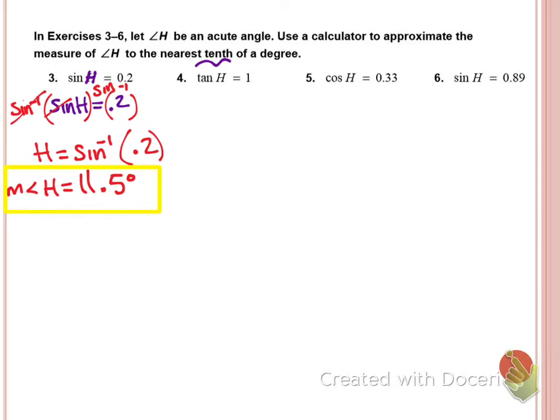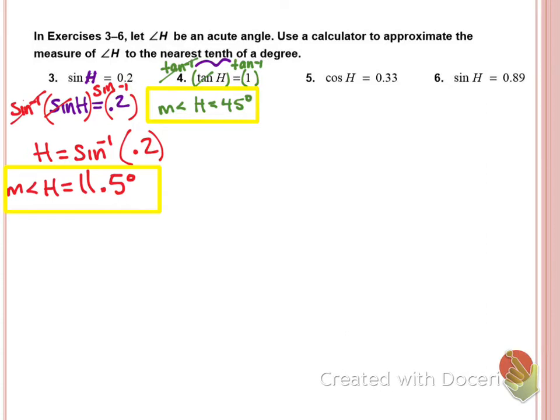The second one, we have tangent of H. So again, in order to get rid of tangent, we have to use the inverse of tangent. So in your calculator, you're going to hit shift tangent, and then you're going to type in shift tangent of 1. We'll get 45 degrees. So the measure of angle H is 45.